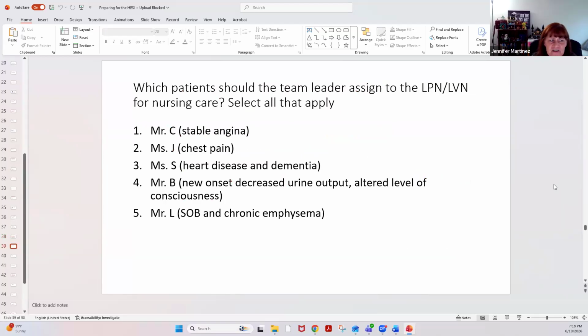Which patient should the team leader assign to the LPN for nursing care? We have Mr. C, who has stable angina. We have Mrs. J, who is having chest pain. We have Miss S with heart disease and dementia. We have Mr. B with new onset decreased urine output and altered level of consciousness. And we have Mr. L with shortness of breath and chronic emphysema.